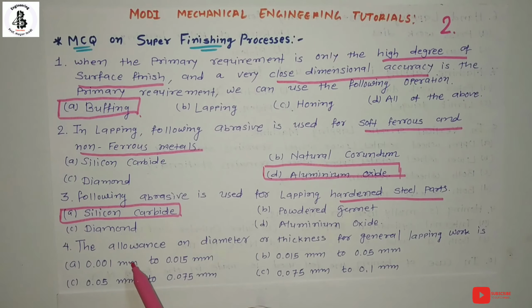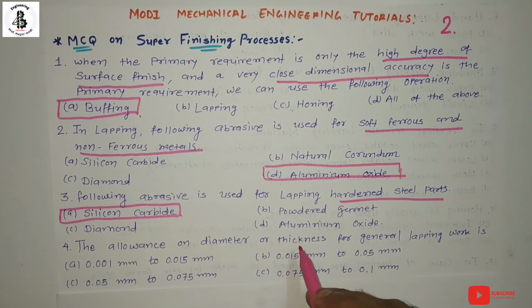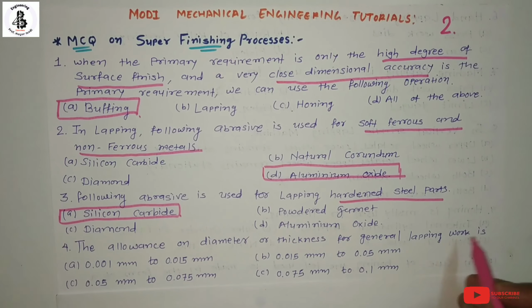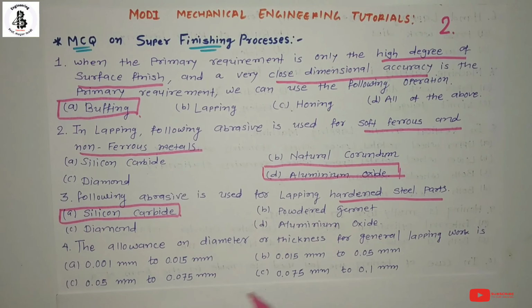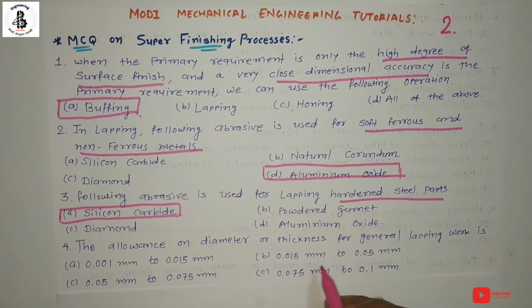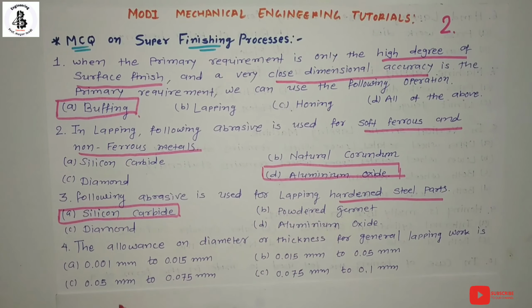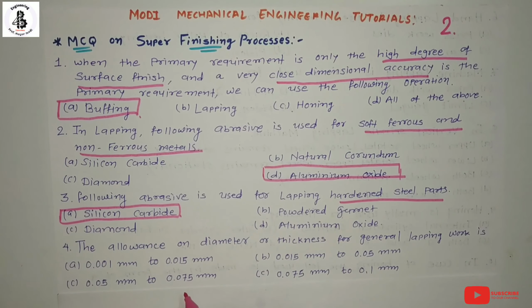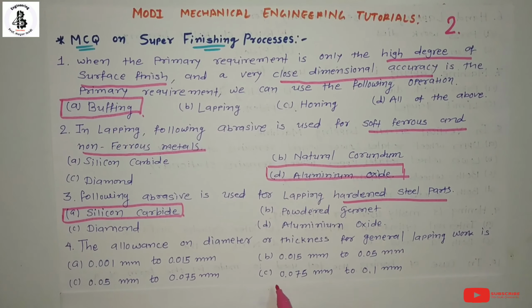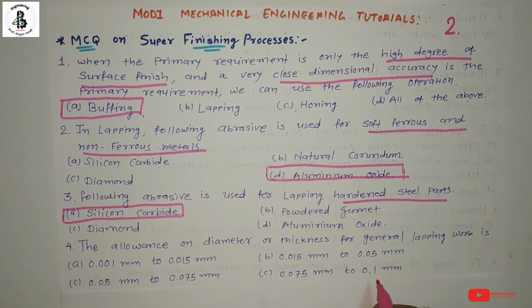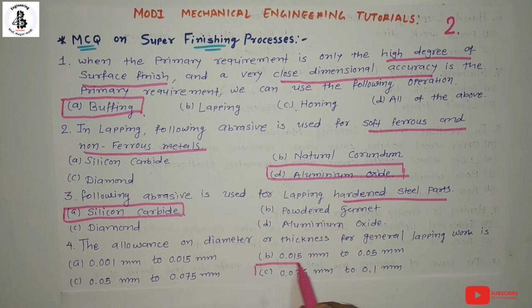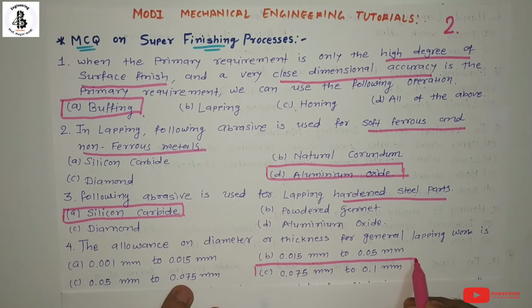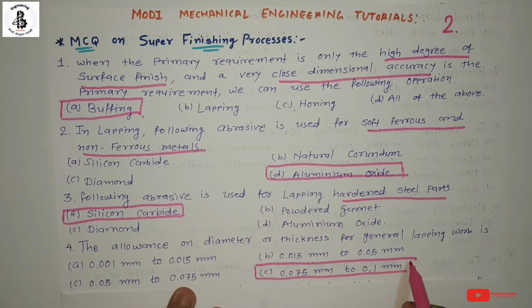Then next question. The allowance on diameter, or you can say thickness, for general lapping work is option A, 0.001 mm to 0.015 mm, option B, 0.015 mm to 0.05 mm, option C, 0.05 mm to 0.075 mm, and option D, 0.075 mm to 0.1 mm. So basically the allowance for general lapping work is between 0.075 and 0.1 mm. So the option D. That comes from the specifications of the lapping process.